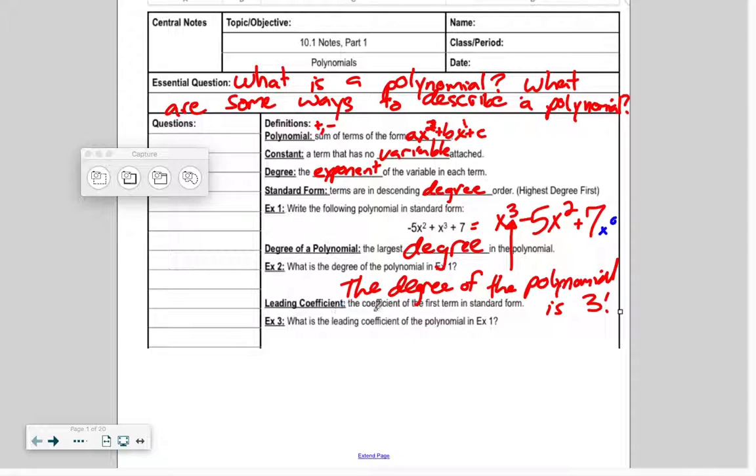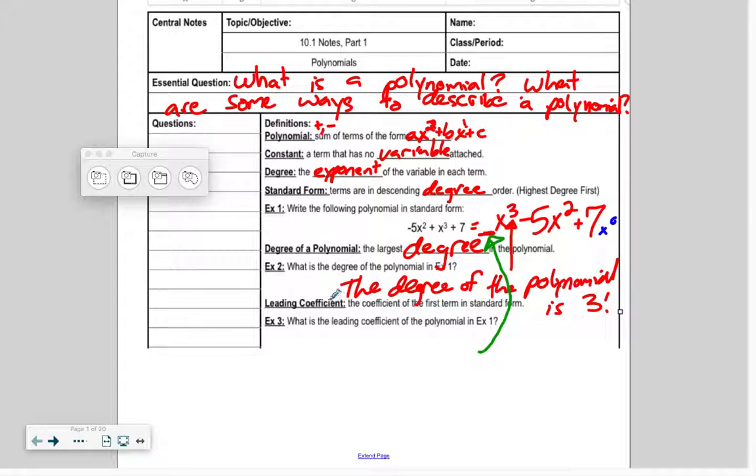The leading coefficient is the coefficient of the first term in standard form. So it's the value out in front of the highest degree. Not the variable, but the coefficient, the multiplier out in front. So what is the leading coefficient of the polynomial in example 1? Well, here's the highest degree and the variable it's attached to. Out in front is the coefficient or the multiplier.